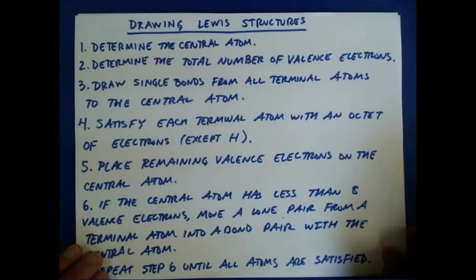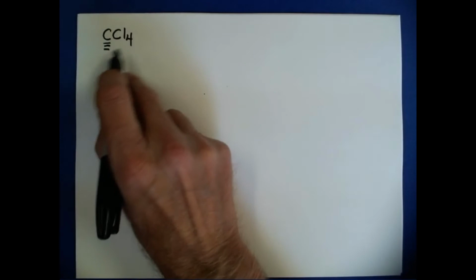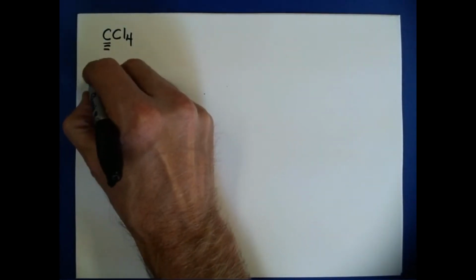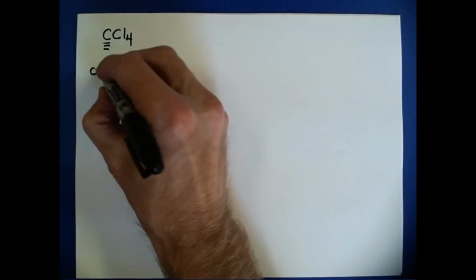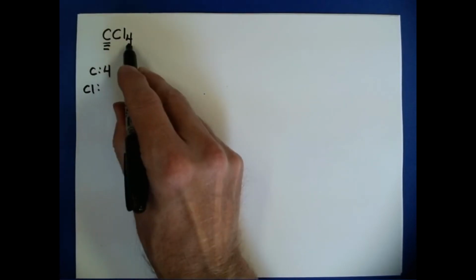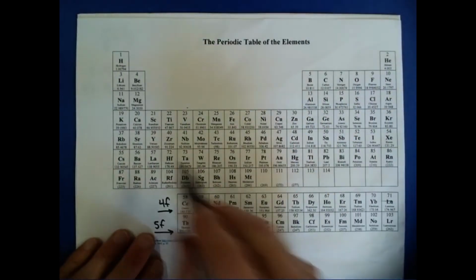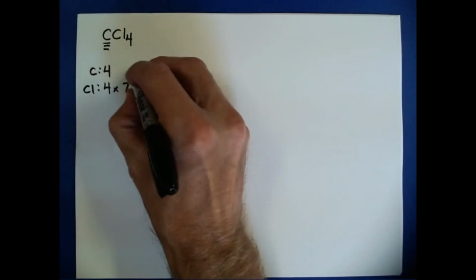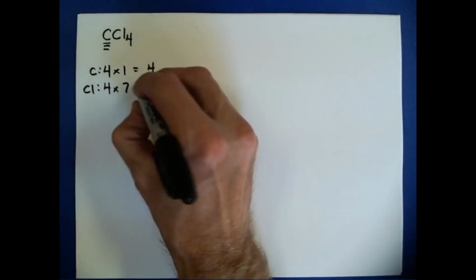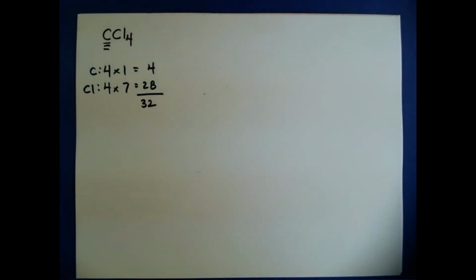The next thing we want to do is to determine the total number of valence electrons in the molecule or the ion. Here we have carbon tetrachloride, which means I have 1 carbon atom, which has 1, 2, 3, 4 valence electrons. And then for chlorine, I have 4 chlorine atoms, so it's going to be 4 times the number of valence electrons in chlorine. 1, 2, 3, 4, 5, 6, 7. So 4 times 1 carbon gives me 4. 4 times 7 is 28. That's going to give me a total of 32 valence electrons that need to be used up.